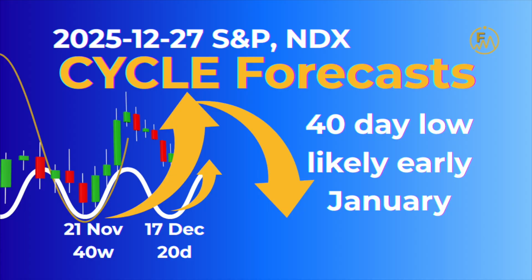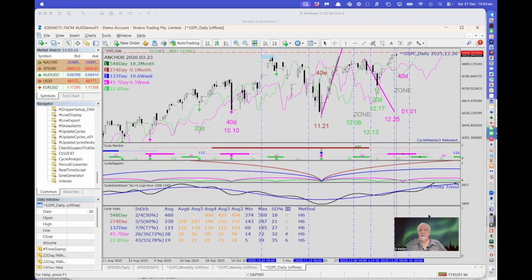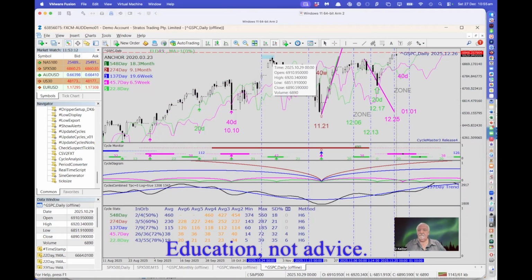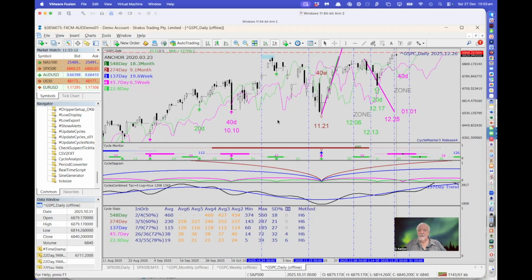G'day, thanks for watching. Let's take a look at the S&P and the Nasdaq, and we can see that price has made new all-time highs compared to the high back here, the 29th of October. So breaking into all-time highs tells us that this S&P market is still in a significant uptrend, and I've made an adjustment to the 20-day low. I've shifted it from where I had it, which was the 10th of December, to the 17th of December.